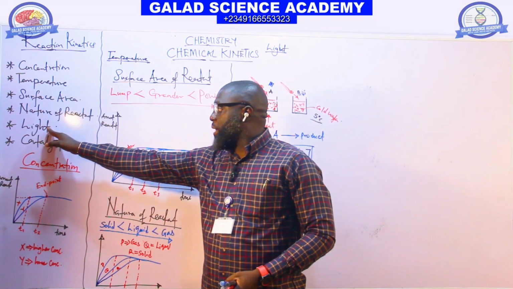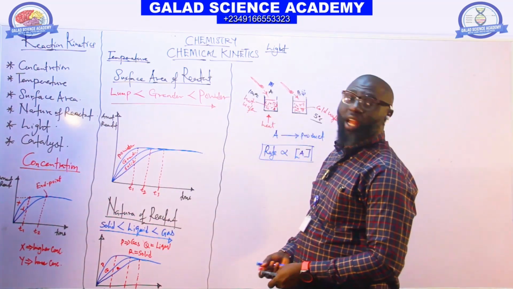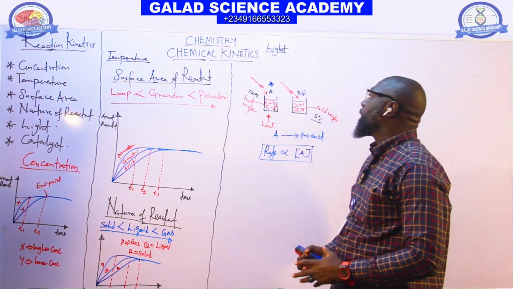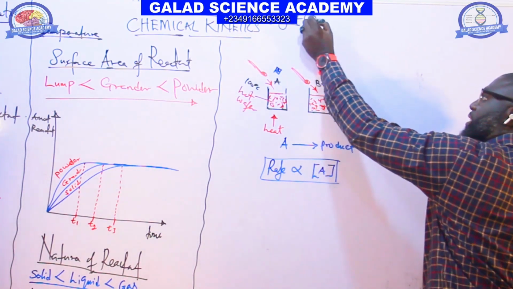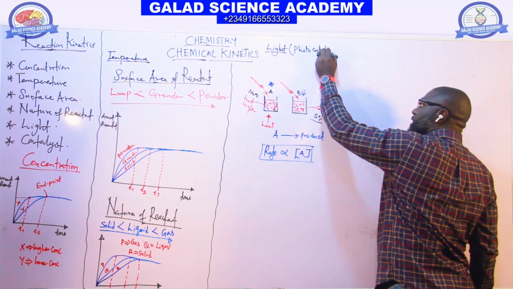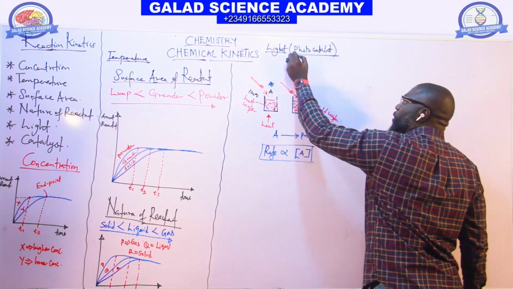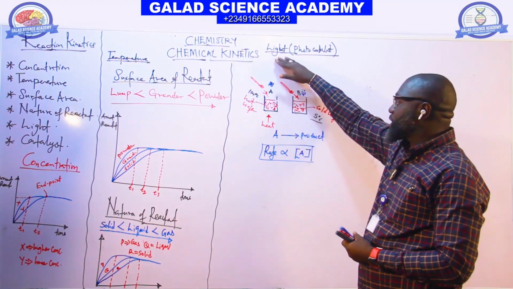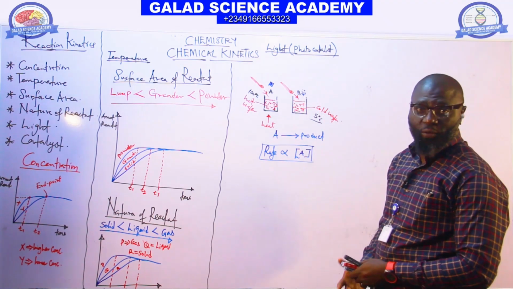And the example of the reaction in which light is involved, we have photochemical reaction. We have some reactions that are photocatalytic in nature, where light serves as a catalyst for them, which speeds up the rate of reaction.